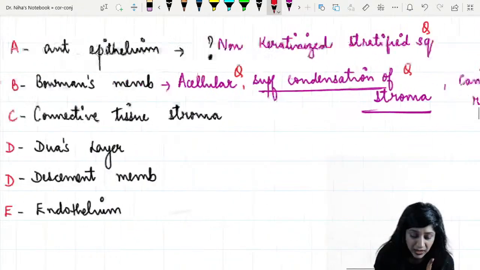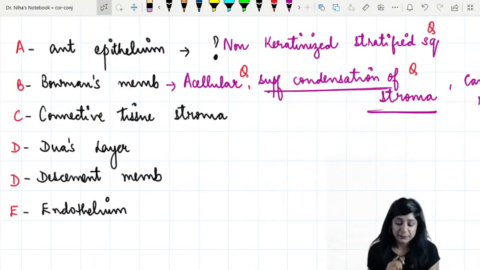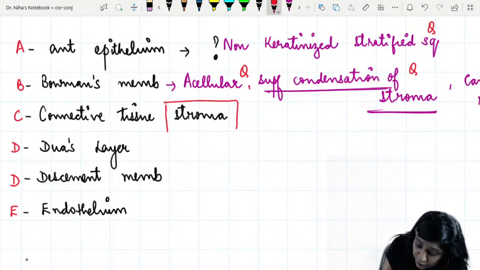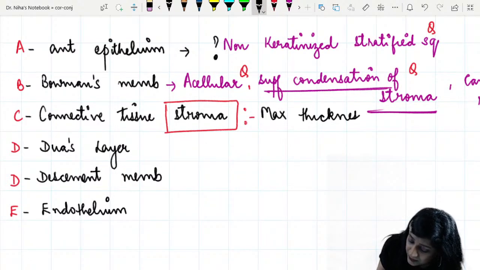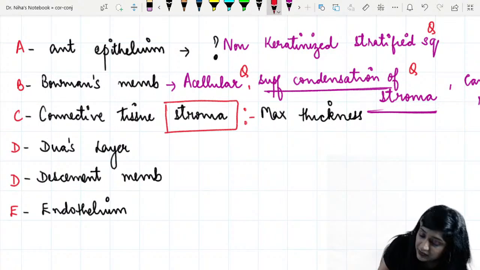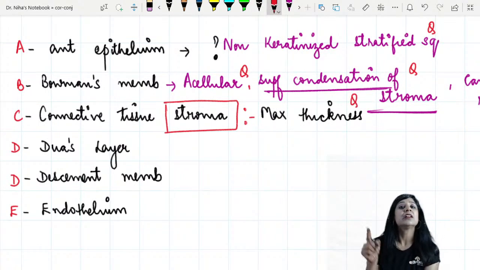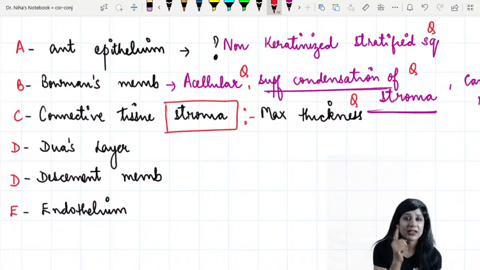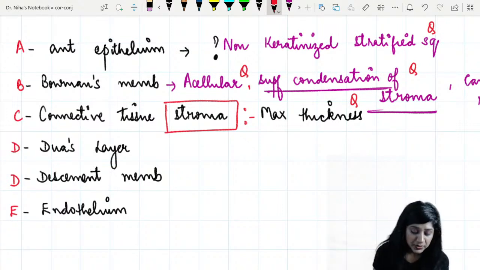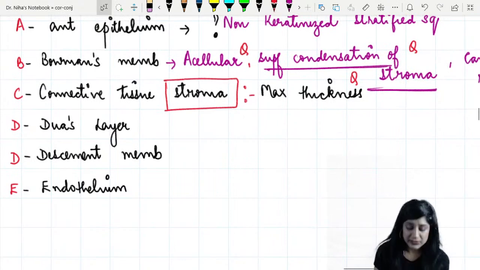Written. Now come to the connective tissue stroma. When I say stroma, obviously it will be the thickest part. So this will be the part having the maximum thickness. Another important question: which is the part having the maximum corneal thickness? Maximum corneal thickness is the stroma. That means if the bacteria has crossed the stroma, the chances of perforation will be very, very high.